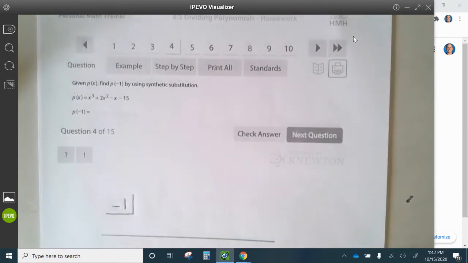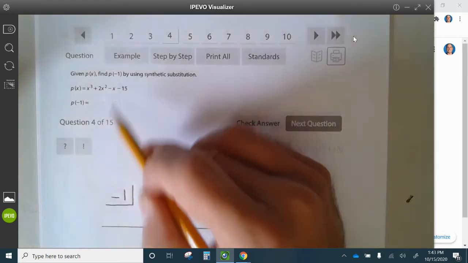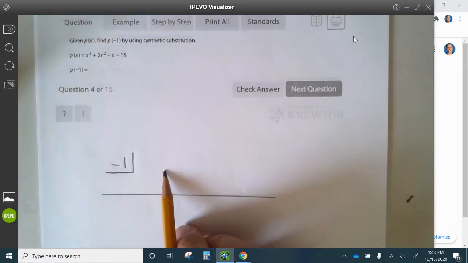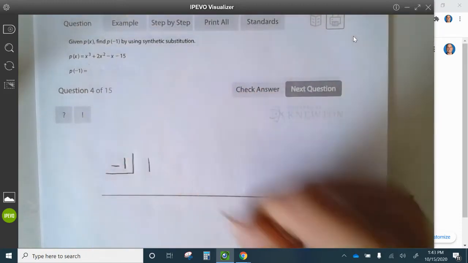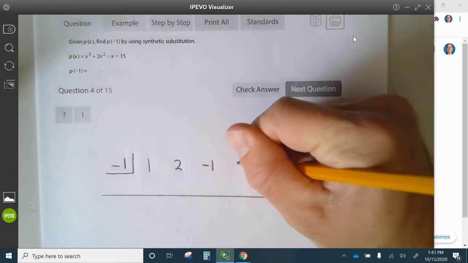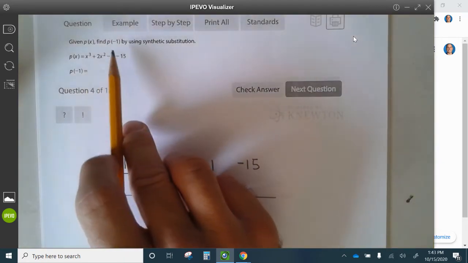Okay, question number 4. Given p of x, find p of negative 1 by using synthetic division. So the negative 1 is your a value, and we're going to bring these numbers down to here. So that's 1x cubed, 2, negative 1, negative 15. And we're good because we have x cubed, x squared, x, and a constant.